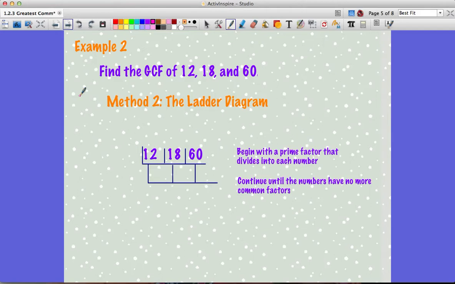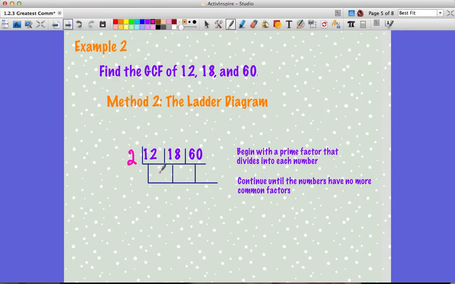Okay, the other method that you can use is the ladder method. Now, we used the ladder method when we talked about finding the LCM, and when we found the LCM, we could only put in two numbers at a time. With the GCF, you can put in all of your numbers at once. Okay, but you have to begin with a prime factor that divides into each number. So what goes into 12, 18, and 60? In this case, it would be 2.